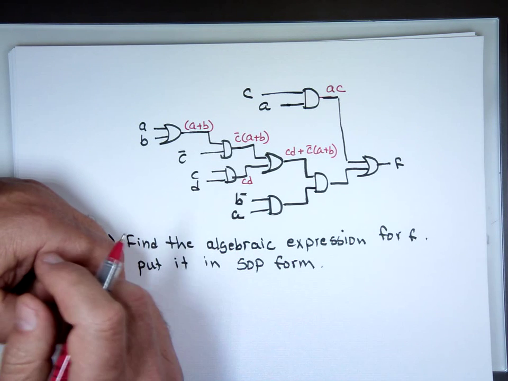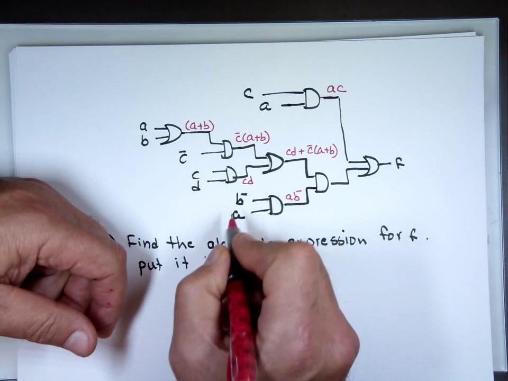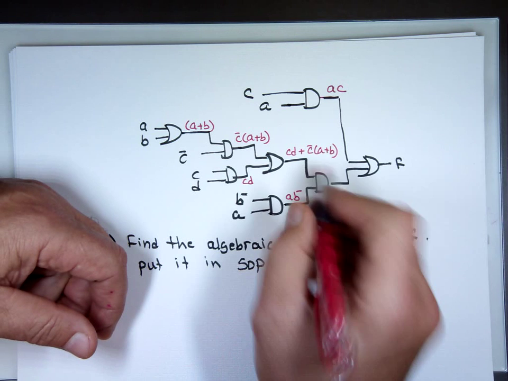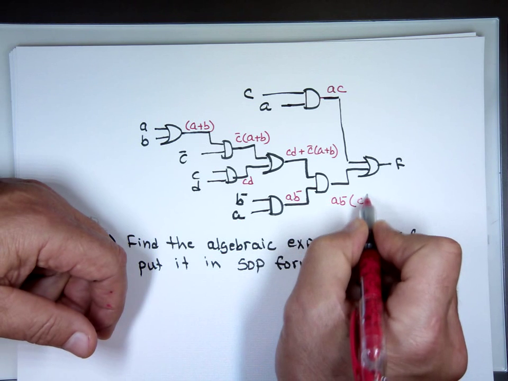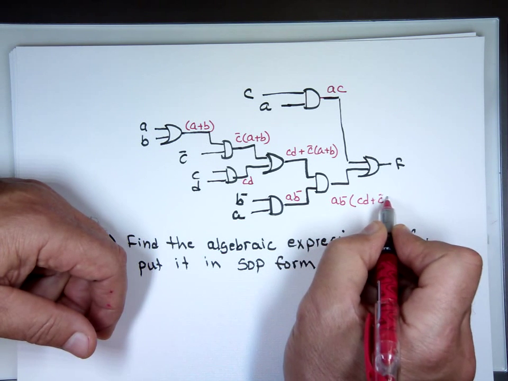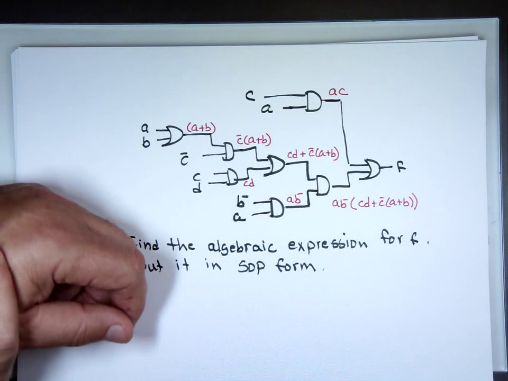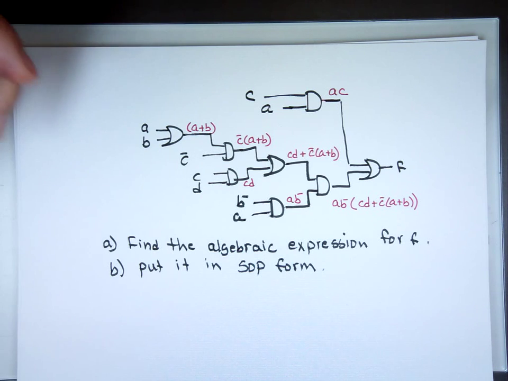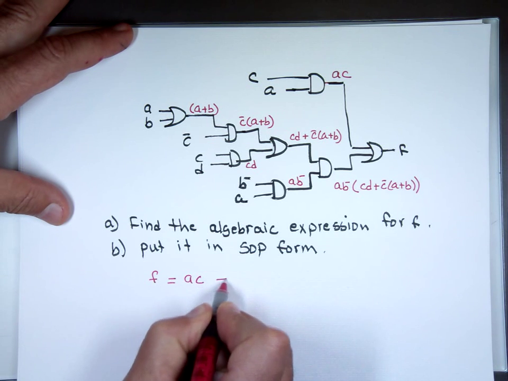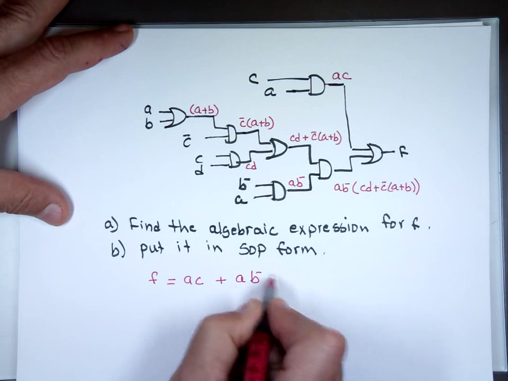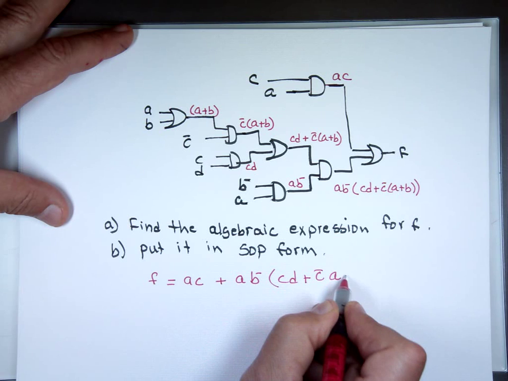And this one is what? AB bar. And right here is going to be what? The multiplication of these. So AB bar times CD plus C bar times A plus B. So what's F equal to? Yep, AC plus AB bar times CD plus C bar times A plus B, right?